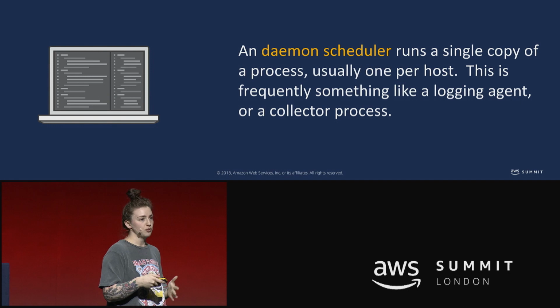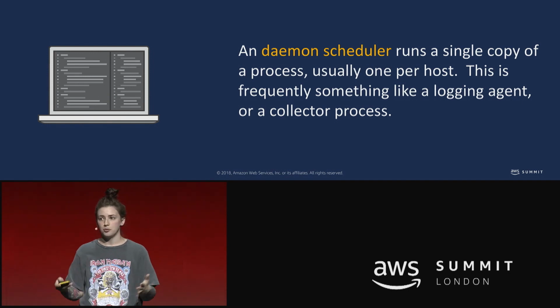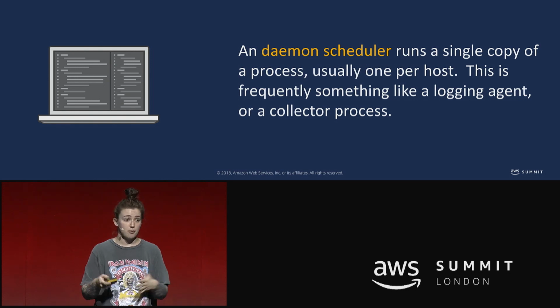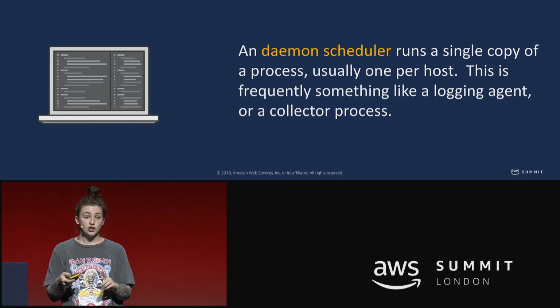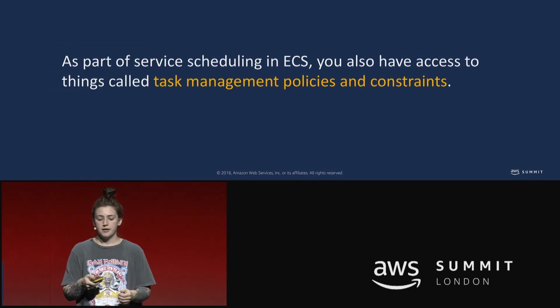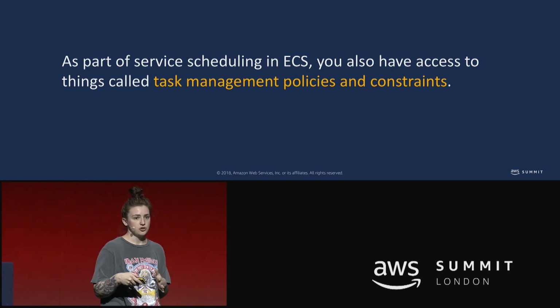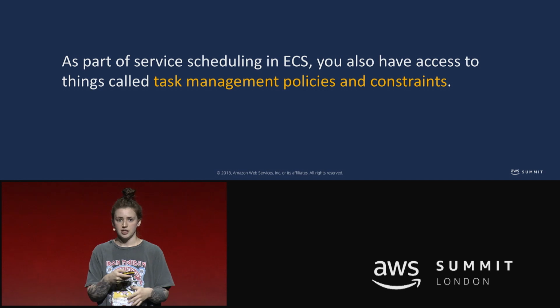A daemon scheduler runs a single copy of a process, and usually one per host. An example of this might be a logging agent or a monitoring agent or a sidecar process. You usually want one and only one for every single host, but you run it outside of the service scheduler. As part of service scheduling, you can also deal with your task management policies and constraints.